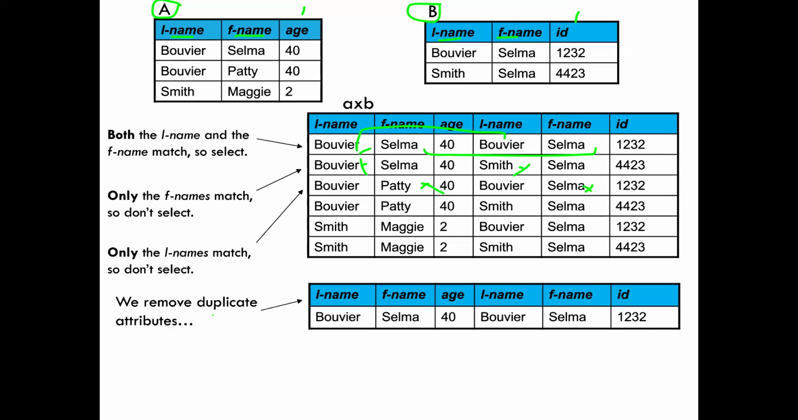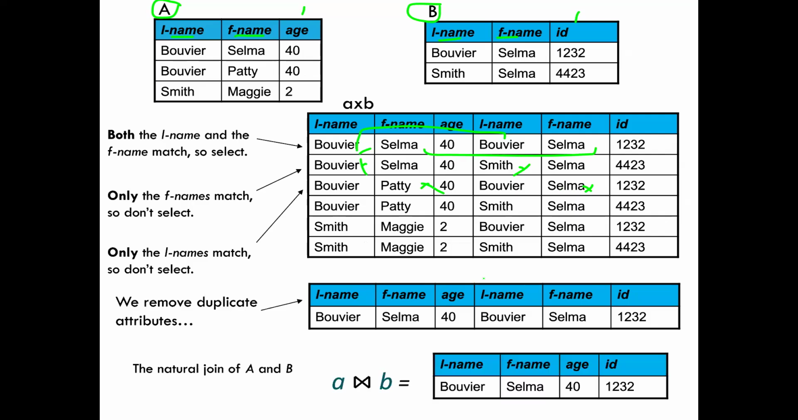So we remove, and plus that you have to remove all the duplicate attributes. Therefore, the natural join of A and B would only have L name, F name, age, and ID, because L name would be discarded, just one. F name is also duplicate, so just take one. So now you have L name, you have F name, you have age from here, and ID here. All right. So you have to join all the same name.